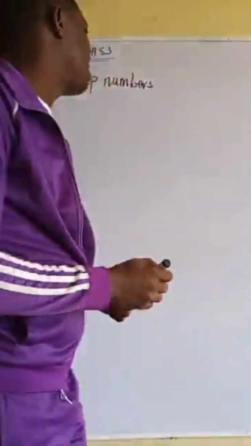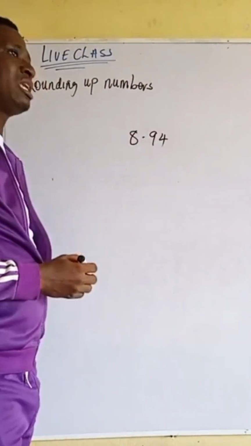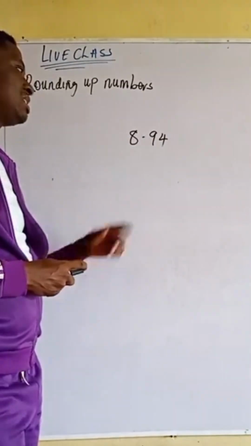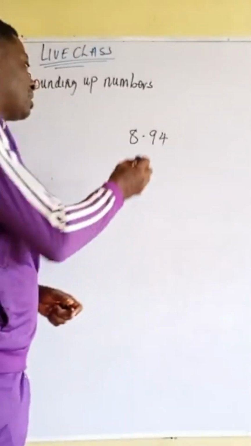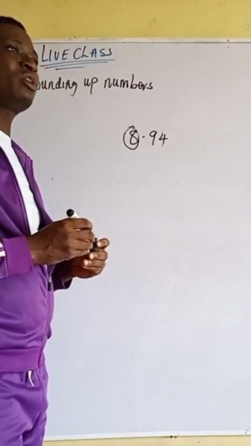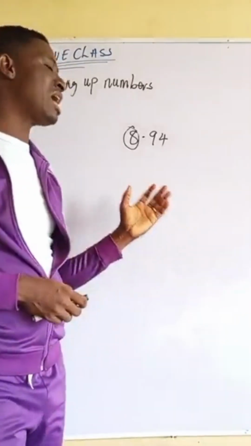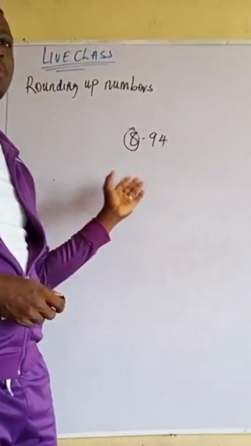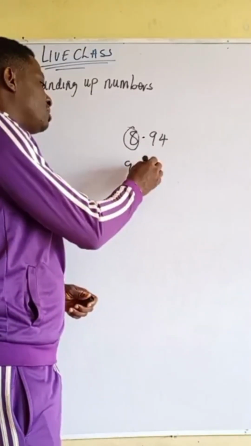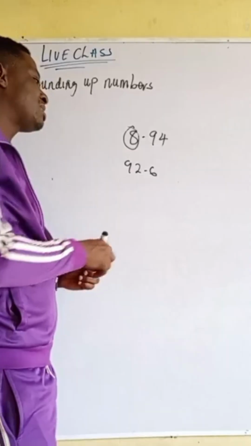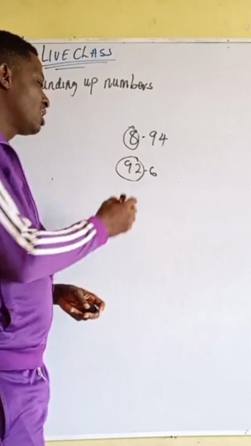So for instance, we have something like this. Don't forget, this is a decimal number. We'll be looking at decimal numbers today. Which part of this decimal number is the whole number? 8. That is the number that comes before the decimal point. All the numbers that come before the decimal point are referred to as the whole number. So we have 92.6. Which part of this decimal number is referred to as the whole number? 92.